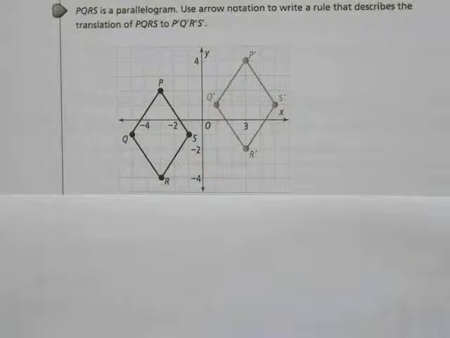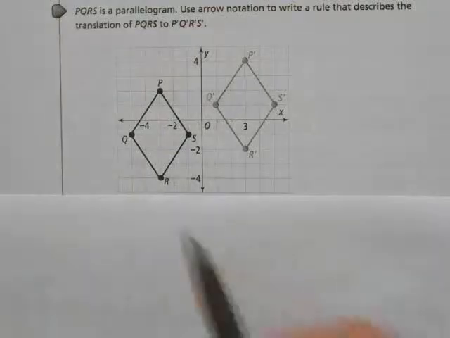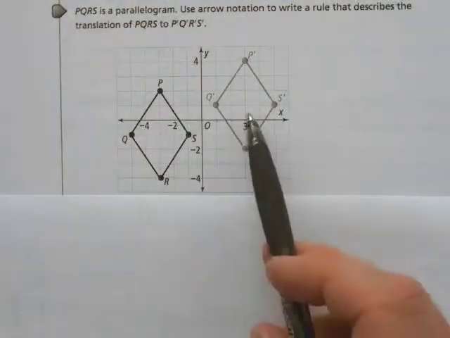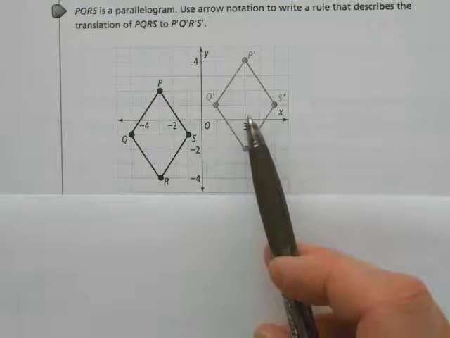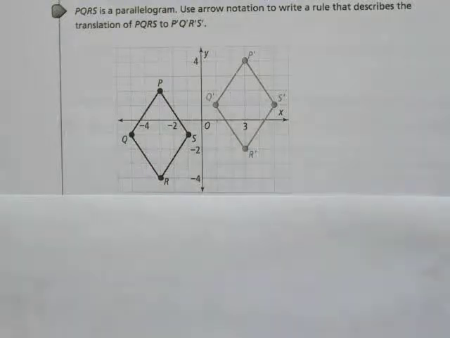The problem states PQRS is a parallelogram. Use arrow notation to write a rule that describes the translation of PQRS to its image, P'Q'R'S'. And you can see that there are primes there, so that's how I know it's its image. Okay, in other words, I want to write a rule that shows how this slides, or in this case, translates to this. And let's start with one point, and I'll show you how arrow notation works.